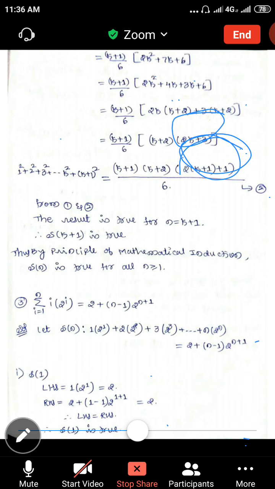So we can say that the result is true for n is equal to k plus 1. Therefore, S(k plus 1) is true. We can say that by the principle of mathematical induction, Sn is true for all n greater than or equal to 1. Any doubts?